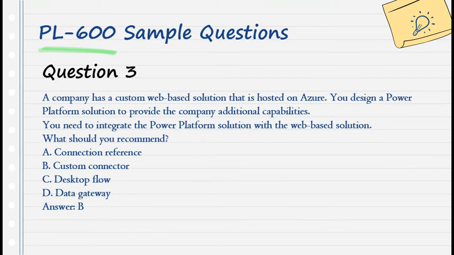Question 3. A company has a custom web-based solution that is hosted on Azure. You design a Power Platform solution to provide the company additional capabilities. You need to integrate the Power Platform solution with the web-based solution. What should you recommend? A. Connection reference. B. Custom connector. C. Desktop flow. D. Data gateway. Answer: B.